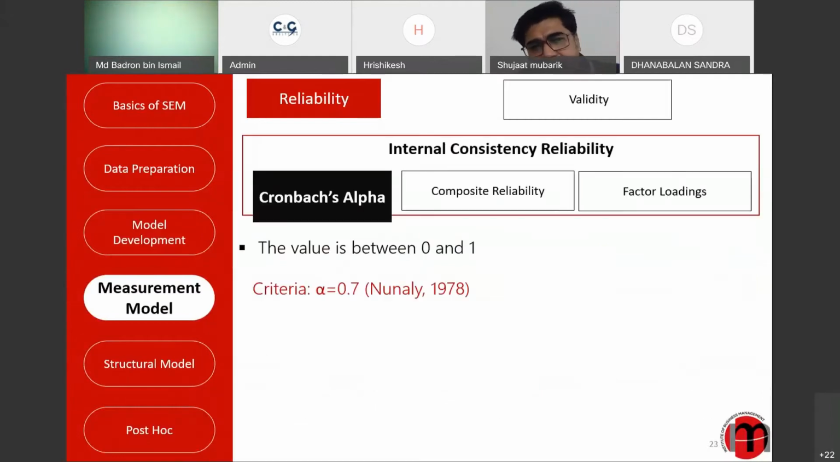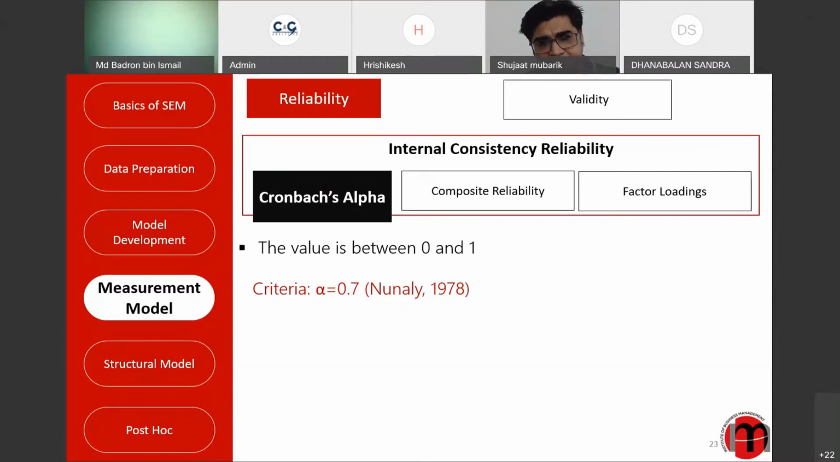So what are the threshold values for that? For the CB alpha, the threshold value is 0.70. Although a number of statisticians in the literature allow it to be even 0.65 or 0.6, most statisticians and even management science researchers do not recommend any CB alpha value less than 0.7.